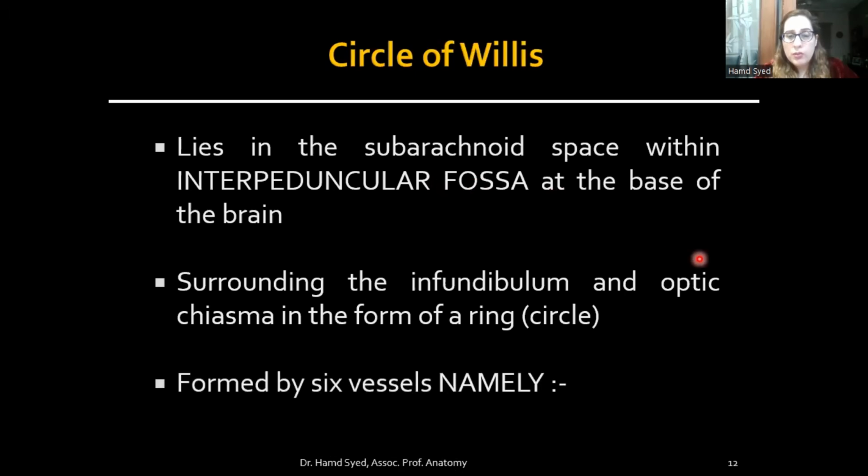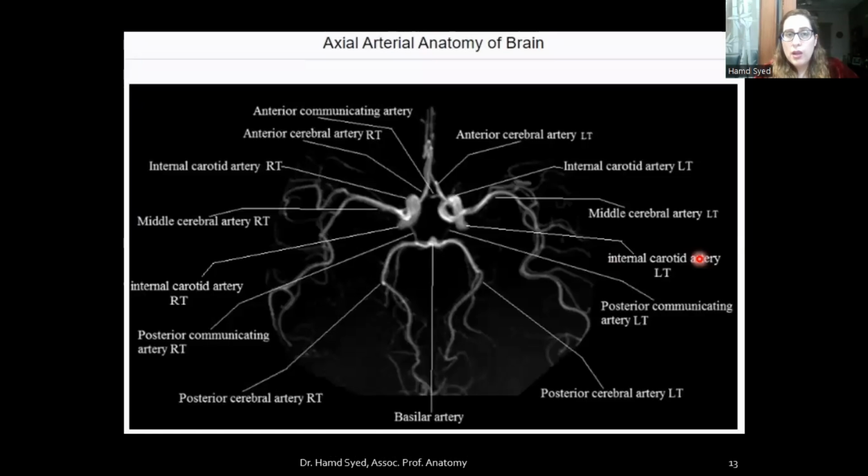Now, there are 6 vessels forming the Circle of Willis. If we look at the axial arterial anatomy of the brain, we can simply draw and point out these vessels which are forming the Circle of Willis. So here is number 1, that is the anterior communicating artery. And then number 2, which is the anterior cerebral artery. Then you have number 3, which is the internal carotid artery, forming the Circle of Willis.